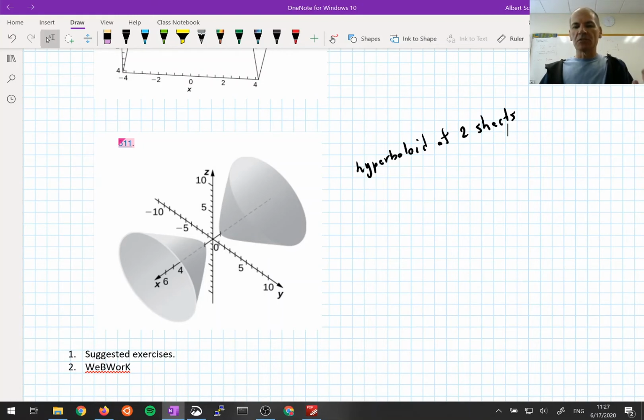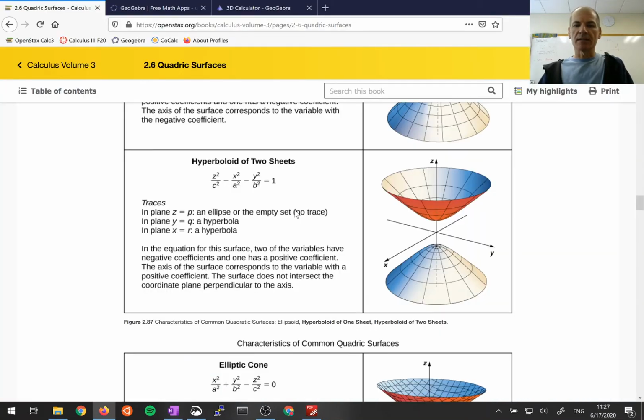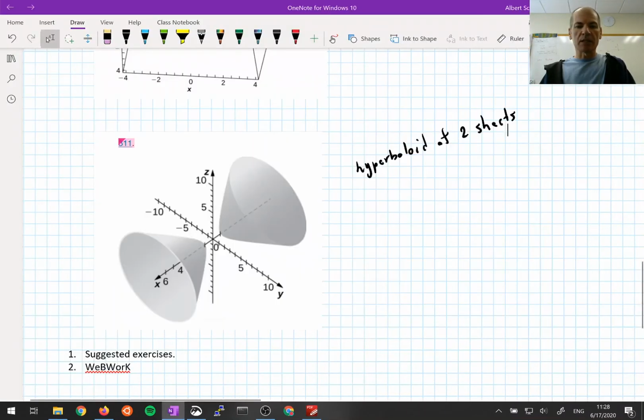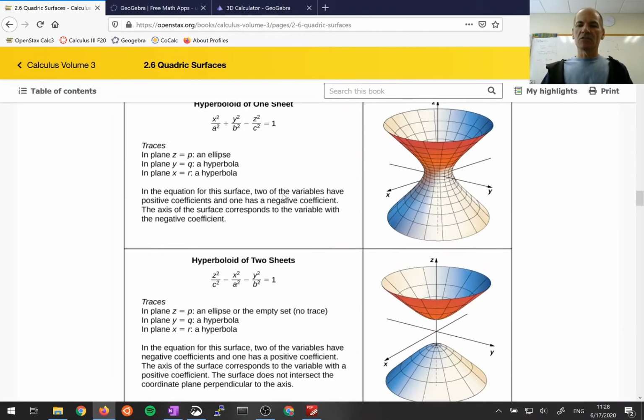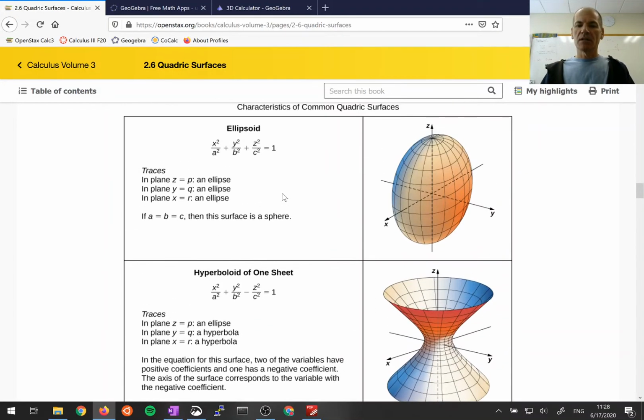If you were asked to identify the rough form of the equation, you could go over and look at this. You can see that when the z part is positive, it opens along the z-axis. Here we see it's opening along the x-axis, so we could expect that the x part would be positive. So we'd see something like x squared over a squared minus z squared over c squared minus y squared over b squared equals 1. So in this zoo, it's really important to note these kinds of patterns and connections.